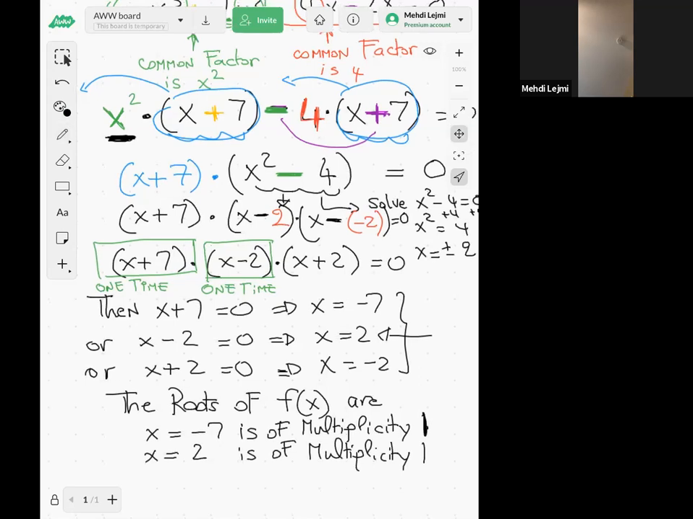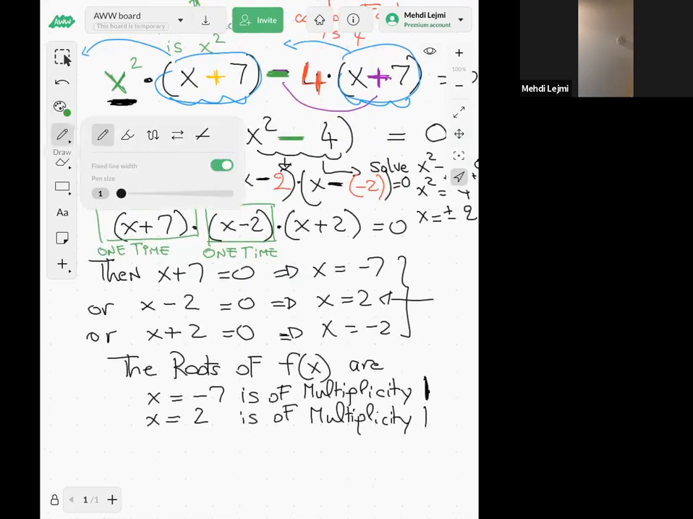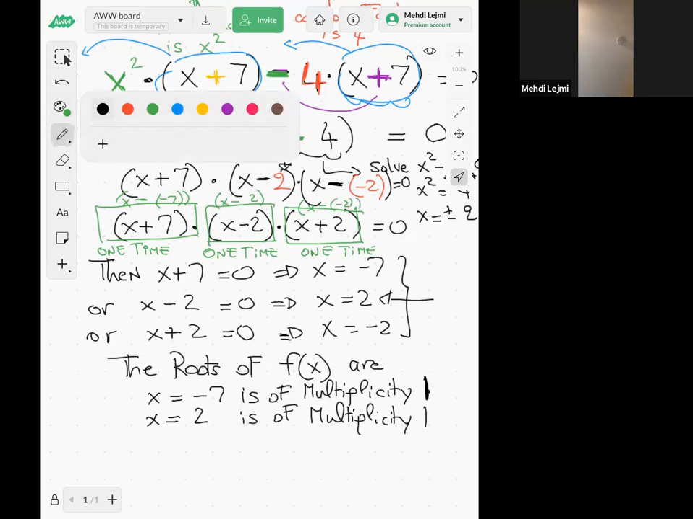And then the last solution, x equal to negative 2. So it's also one time. Remember, you always have x minus the solution, right? This is x minus negative 7, this is x minus 2, which is the solution, and this x plus 2 is x minus negative 2, right? Anyway, so x is equal to negative 2 is also of multiplicity 1.